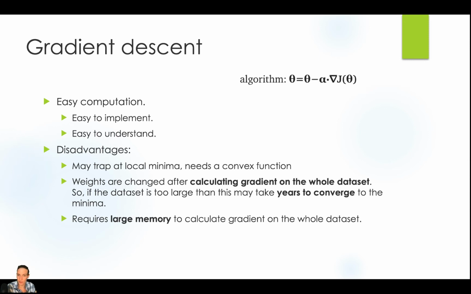Just to summarize what I said. This is a slightly differently formulated version of the optimization function in which they use theta instead of w, but it boils down to the same. Gradient descent, as you see, is easy to implement, easy to understand, right? It has some disadvantages, so you can be trapped at local minima if your function is not convex, or if your learning rate is not set correctly. Okay, and it requires large memory because it calculates the gradient on the entire data set.